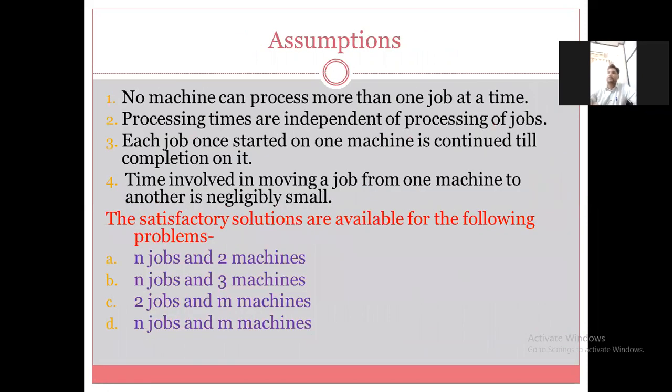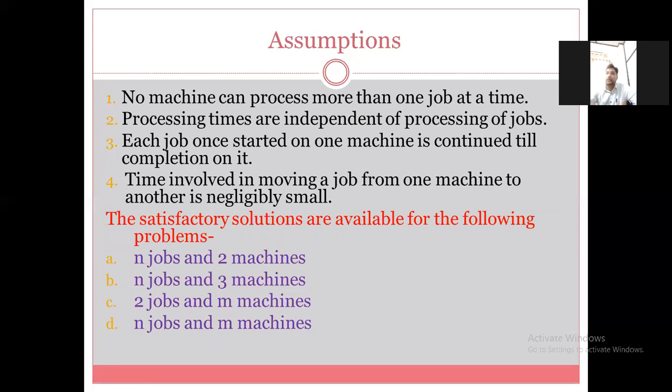So there are some assumptions required to go for the problems. The first one is that no machine can process more than one job at a time. A particular machine can process only one job, whatever is assigned to that particular machine. So one machine cannot process two jobs. That is the basic assumption.